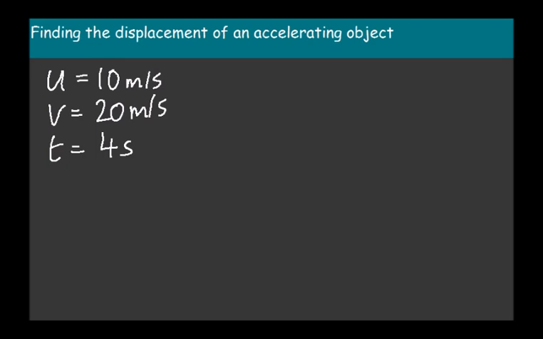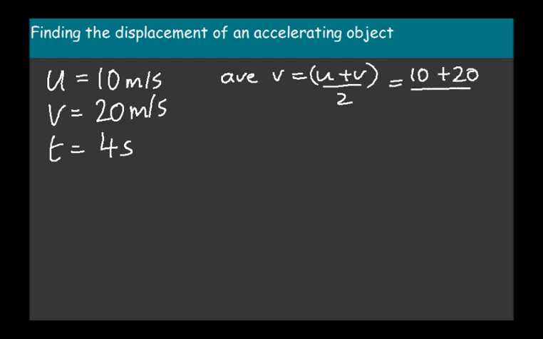Now we have two equations that we can use one after another to work this out. And we can use average velocity equals u plus v divided by 2. So it wouldn't be fair to use 10, it wouldn't be fair to use 20. But what we can do is take an average of those two numbers and use that as the average velocity for the journey. And that will give us an average velocity of 15 meters per second.